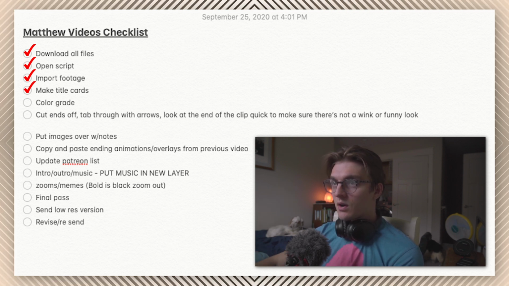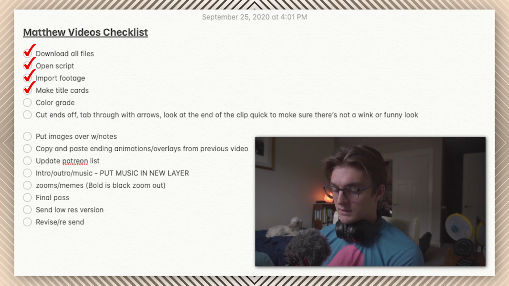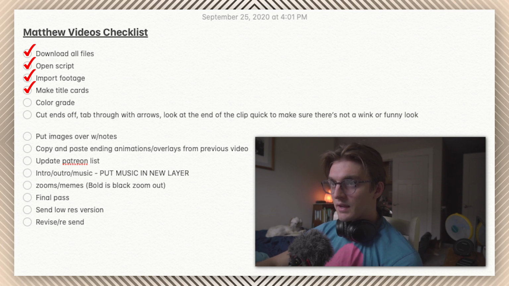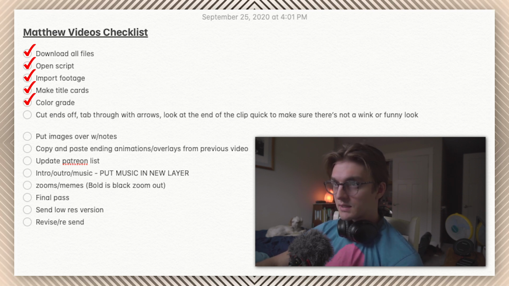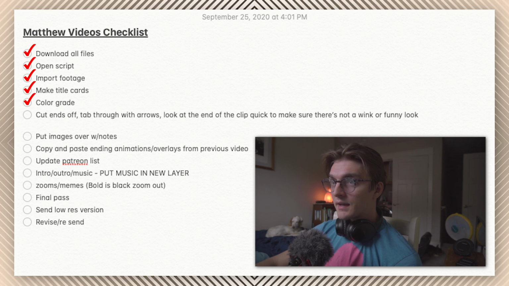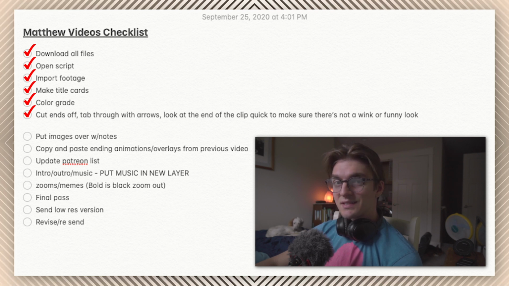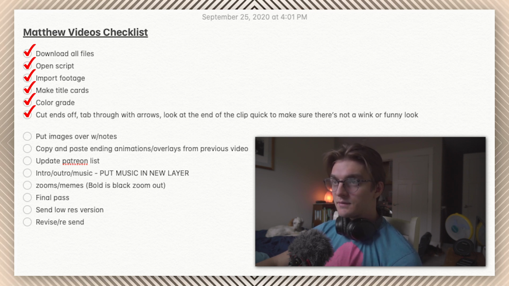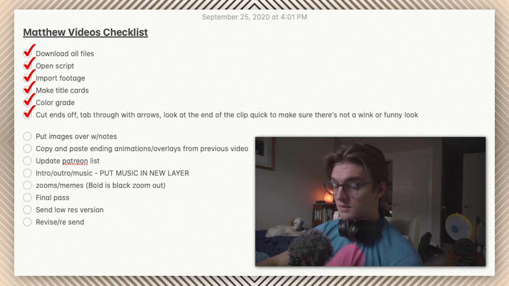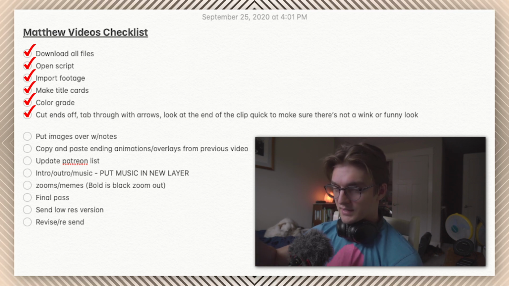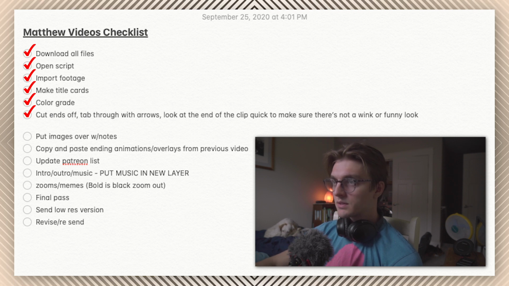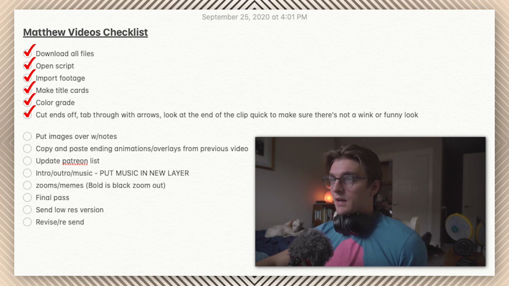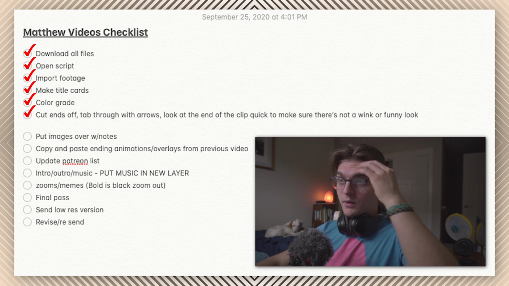Then make the title cards. His videos have a lot of titles with text. Then color grade. It's all one angle, so I color grade one clip and paste the color grade onto all the other clips. Then I cut the ends off of each clip. Each sentence is one clip in Matthew's videos, and there's half a second of nothing happening before he starts talking, and half a second of him pressing stop record at the end of every clip. So I cut off all the ends quickly. Sometimes there's a funny look or a quick wink, so I check that I don't cut that off.